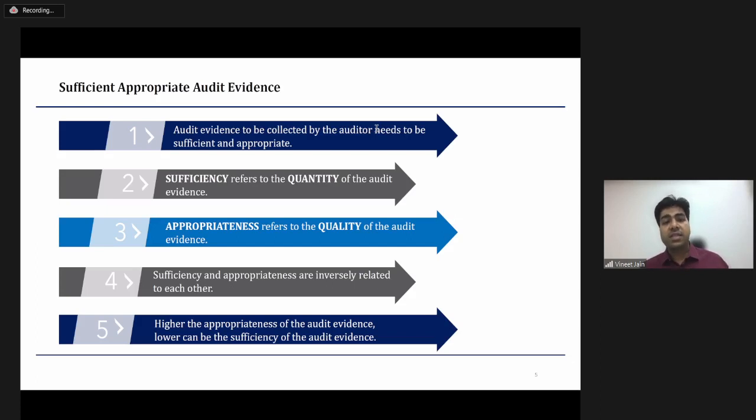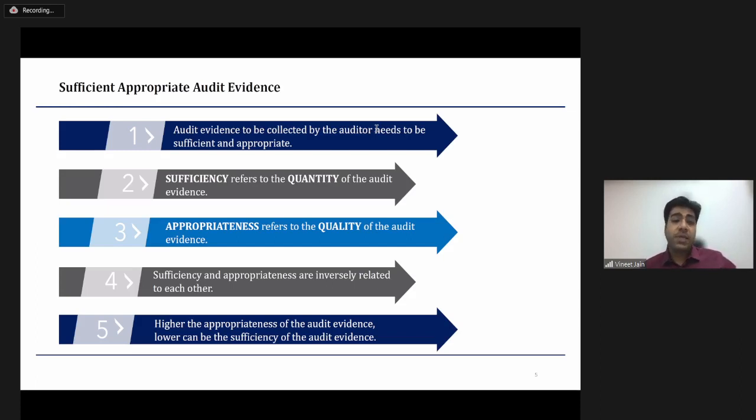But let us first understand what is sufficiency and what is appropriateness. Sufficiency refers to the quantity of the audit evidence, the volume of audit evidence that we collect and document during the course of our audit. That is known as the sufficiency level. Whereas appropriateness refers to the quality of the audit evidence, the kind and type of audit evidence that we are gathering during the course of our audit. That is known as the appropriateness of the audit evidence.